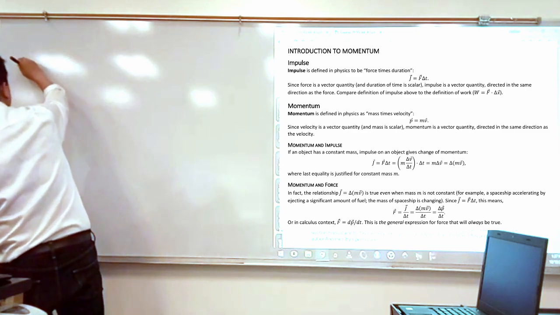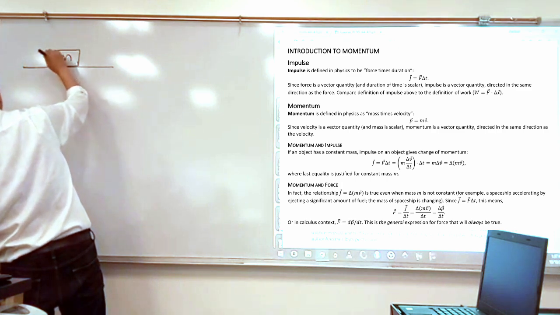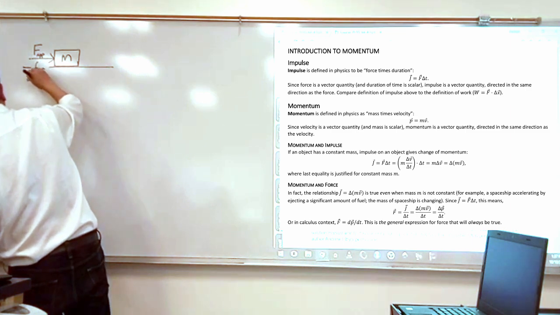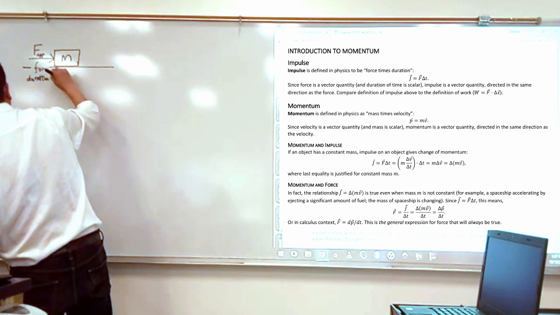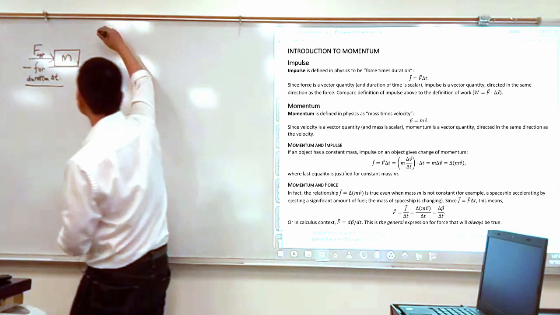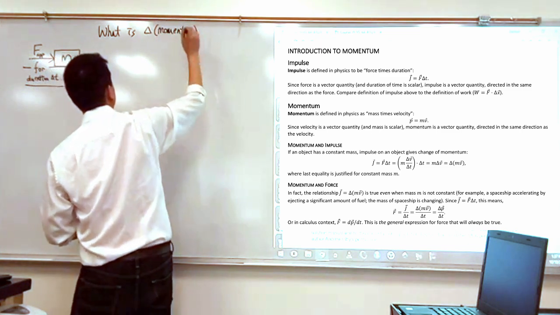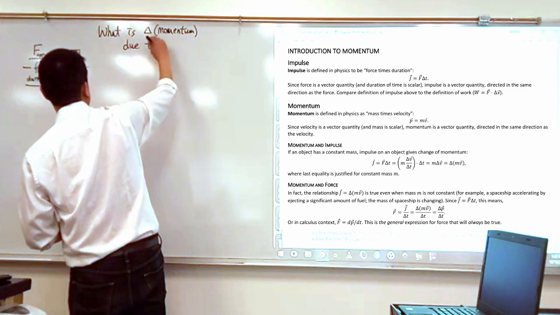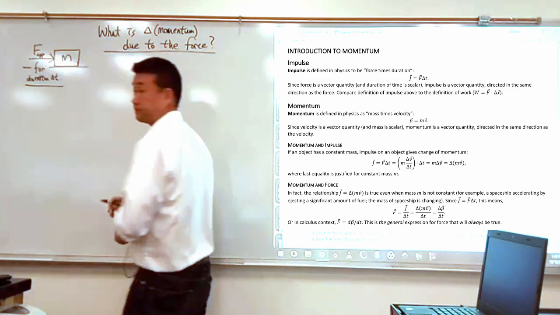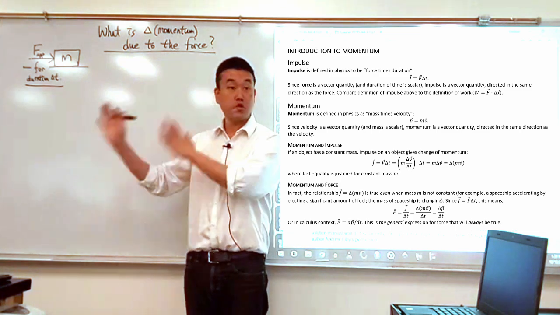Let's put it this way. I have some object here of mass m, and let's say somebody says that I'm applying some force for a duration delta t. And the question would be, all right, what is the change of momentum due to the force? Right? So I can approach this in just a standard, straightforward way.